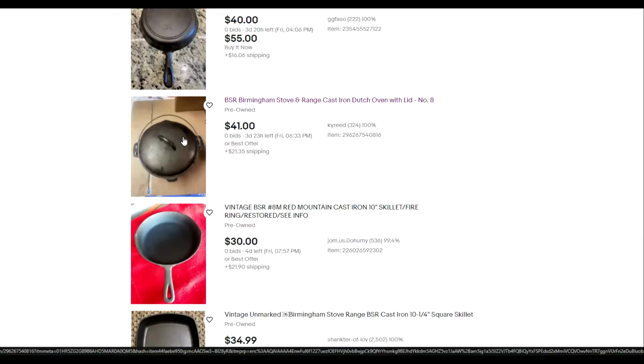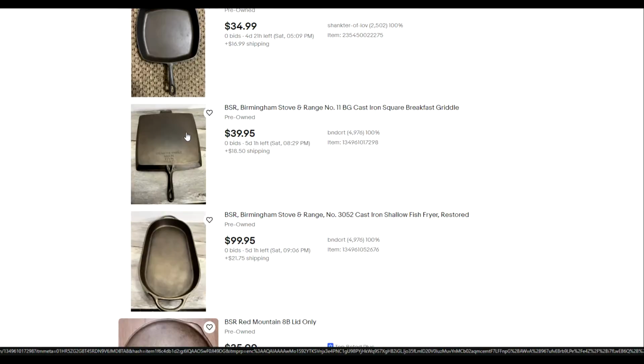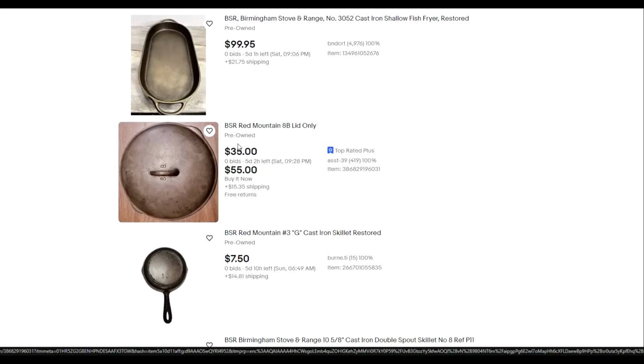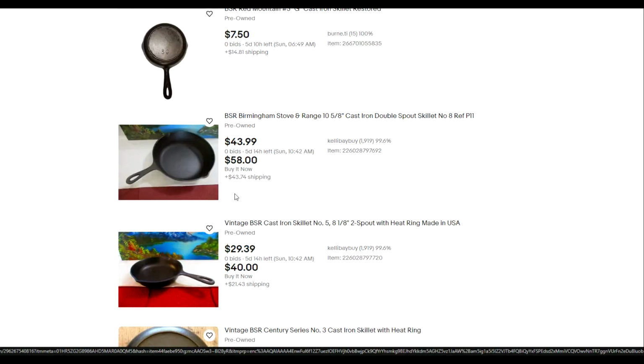Anyway, that's not too bad of a deal. Although, again, there's been nothing here that has absolutely made me want to just stop what I'm doing and grab it. Although, yeah, Red Mountain lid only, no less. An 8B Red Mountain lid. And the guy's looking for a minimum of 35 or buy it now at 55. So, yeah. Here is a 3G cast iron skillet. Oh, it's a number 3 size for $7.50, which might be nice except for the $14 shipping and handling.